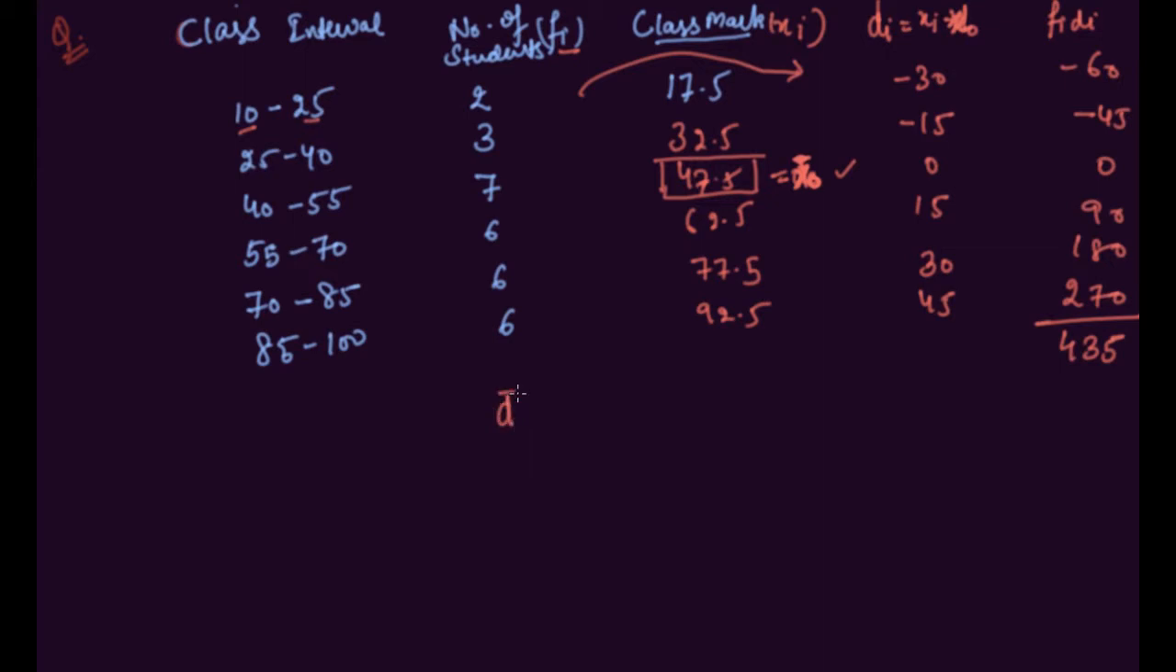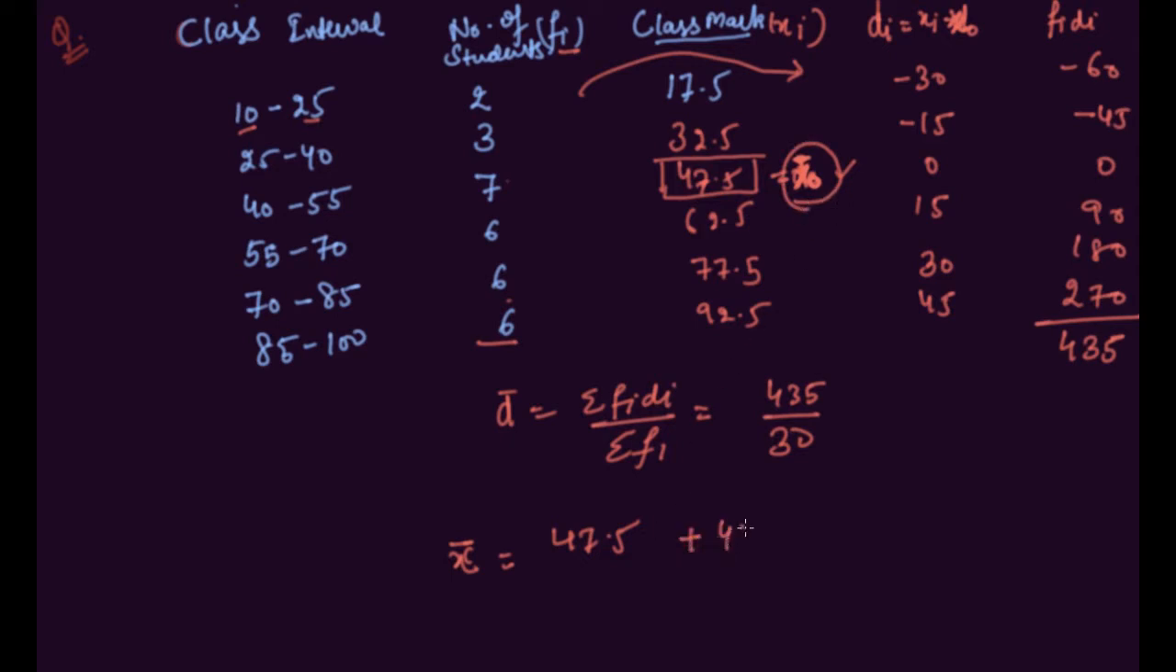Now I will write the deviation is equal to sigma fi di upon summation fi. This is coming out to be 435 upon summation fi, which will be 6 plus 6, 18, 25, this is 30. And the total average will be 47.5, which we assumed to be the assumed average, plus 435 by 30. So this comes out to be 62.